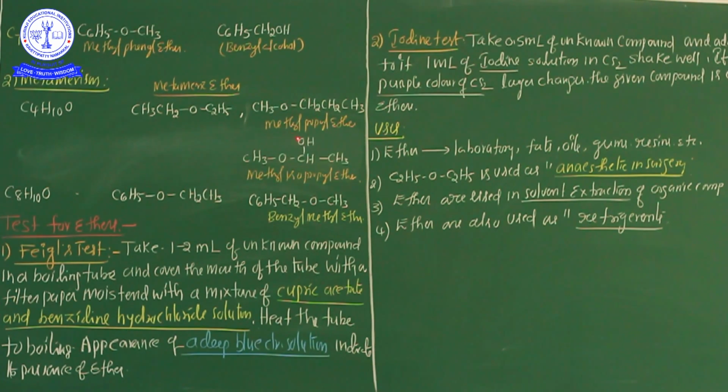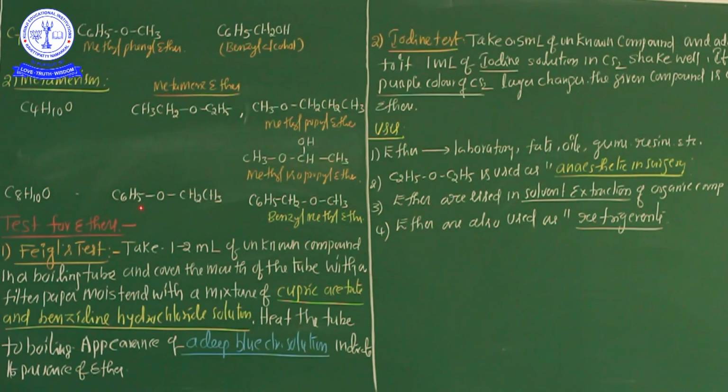Two or more ethers having the same molecular formula is called metamerism. For example, C4H10O. What is this compound name? Diethyl ether, methyl propyl ether. This is methyl propyl ether. One more is methyl isopropyl ether. Is it clear? And one more example, C8H10O.